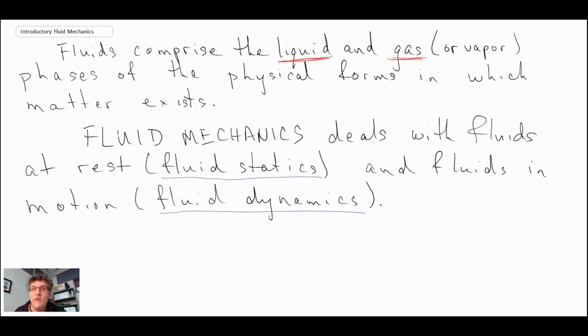In the next segment, we'll take a look at why you may want to study fluid mechanics, and I'll show you a number of different interesting applications of fluid mechanics in that section.